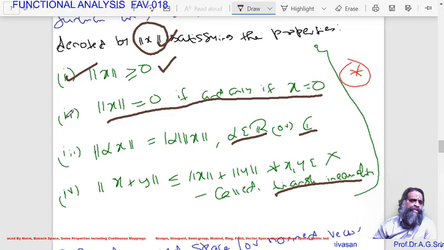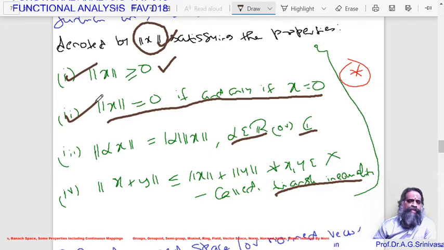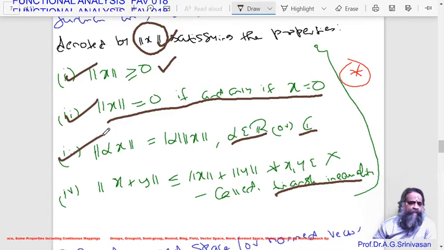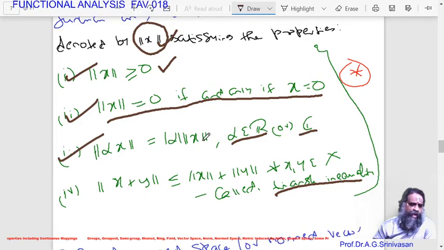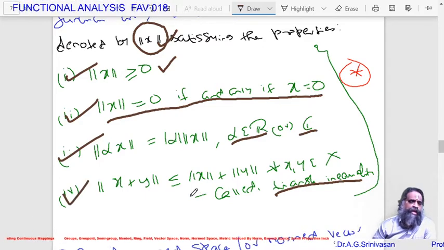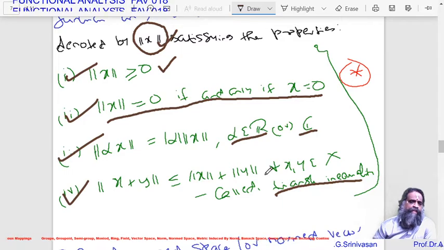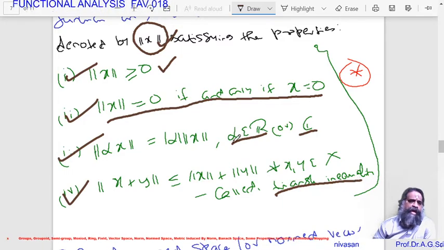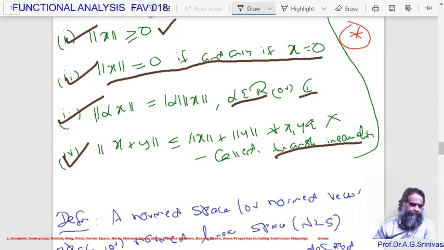Norm x greater than or equal to 0. Norm x is equal to 0 if and only if x is equal to 0. Norm of alpha x is equal to modulus alpha into norm x. Norm x plus y is less than or equal to norm x plus norm y for every x, y belongs to X, and alpha belongs to R or C.